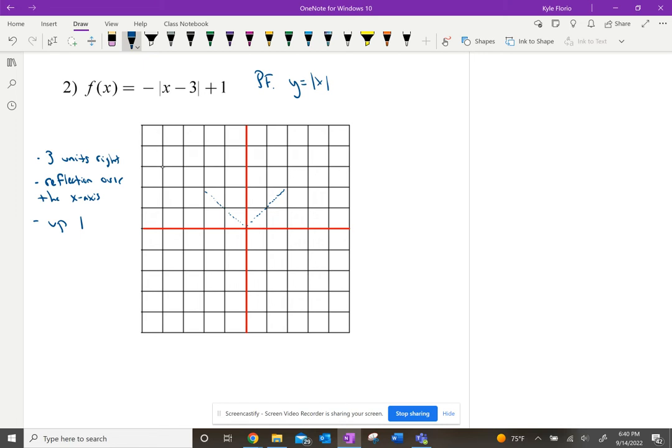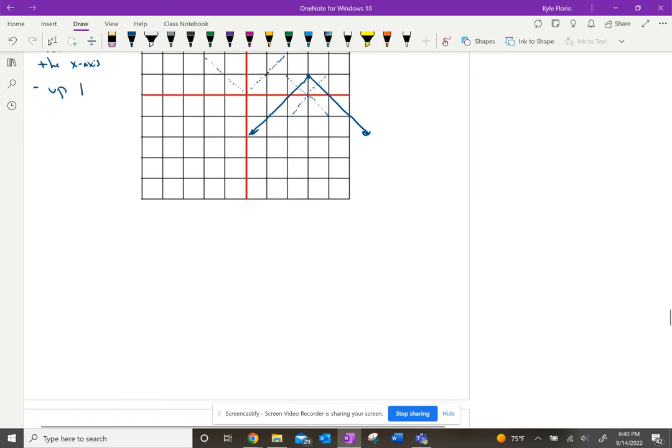So 3 units to the right, 1, 2, 3. And then we're going to reflect over the x-axis, and that's going to be an upside down v, and then up 1, so it's going to bring it up here. So a downward facing v. So the vertex is, what was that, 1, 2, 3. Vertex is (3, 1). All right, so that one had a reflection in it, not too bad.